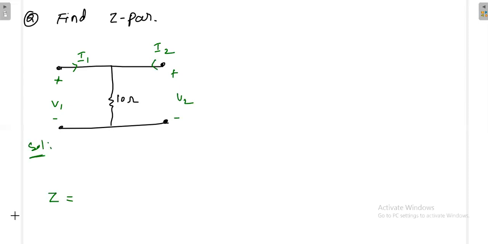Yes, sir, any idea? All are 10, sir. Yes, all are 10. Okay, why? Because generally we will have a structure like this.